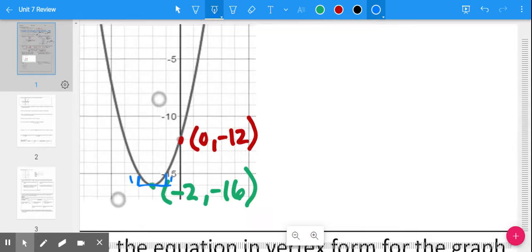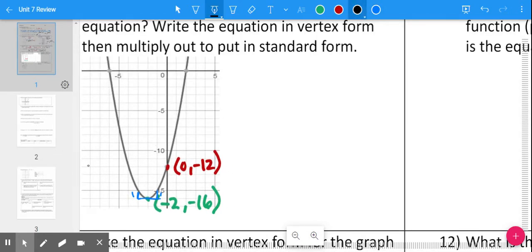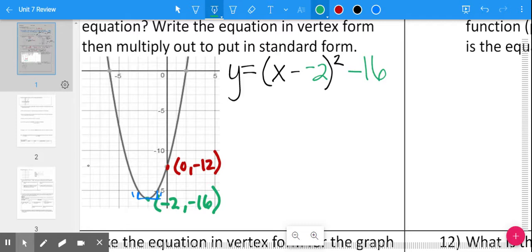So now that we have everything we need to know, we can plug it into vertex form. y equals a is 1, x minus h, which is your x value from your vertex, squared plus k. So to put it in a cleaner look, x plus 2 squared minus 16. So to put it in standard form, we have to do the box thing.